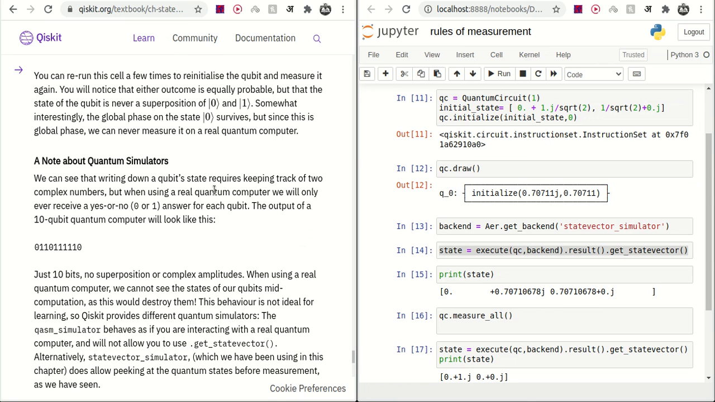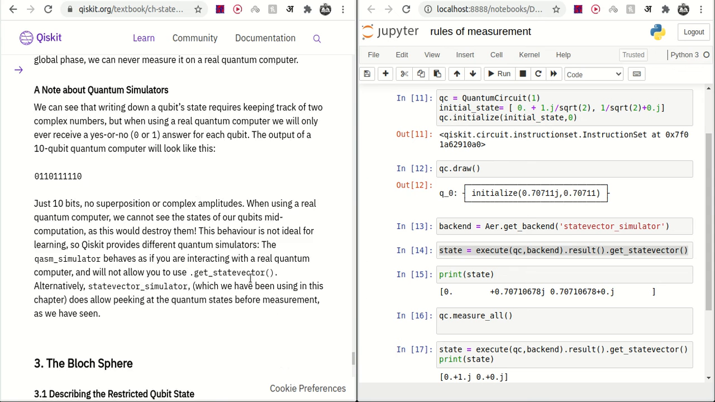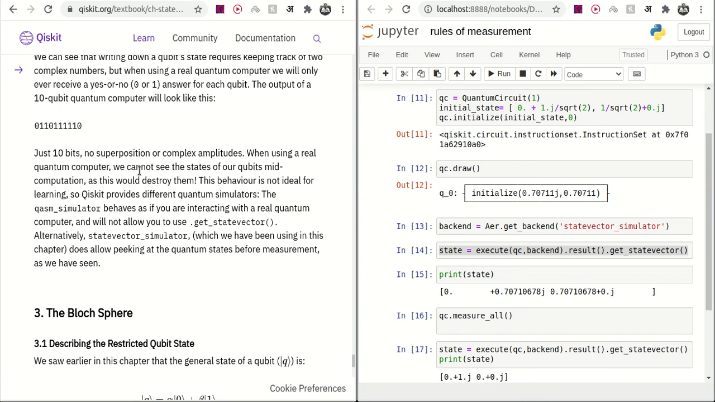We can see that writing out a qubit state requires keeping track of 2 complex numbers, but when we are using a real quantum computer, we will only receive a yes or no answer for each qubit. The output of a 10 qubit quantum computer will look like this. Just 10 bits, no superposition or complex amplitudes. When using a real quantum computer, we cannot see the states of our qubits mid computation, as this would destroy them. This behavior is not ideal for learning.